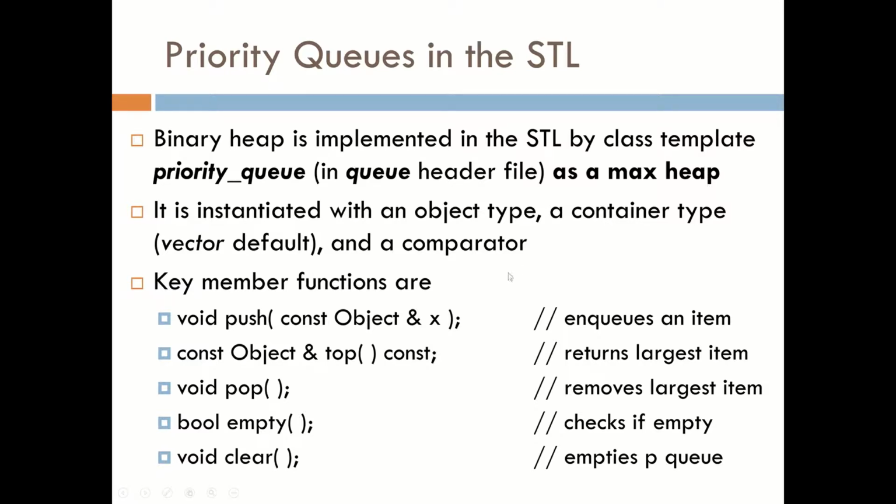So here are some key member functions. This is pretty much what I described earlier as having the key functions for the priority queue abstract data type. I called it NQ and DQ. The STL calls it push and pop. I called it peek or top. The STL calls it top to look at the largest item. And then we have the function empty, which checks if the queue is empty, and the function clear, which actually erases or clears out the priority queue.